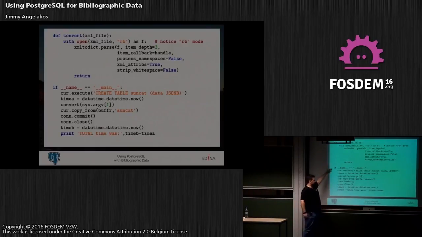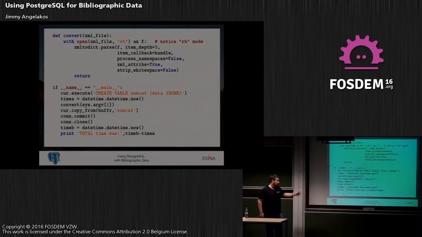And this is basically just so you can run it from the command line. All it does is create a table called sumcat with a single column called data, which is of the JSONB type. And it does some timekeeping to see how long it takes.